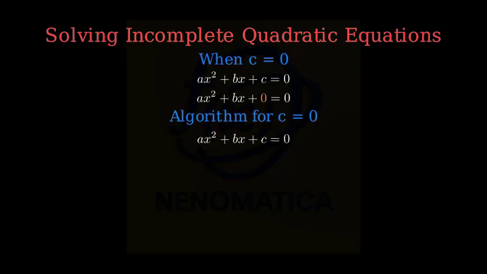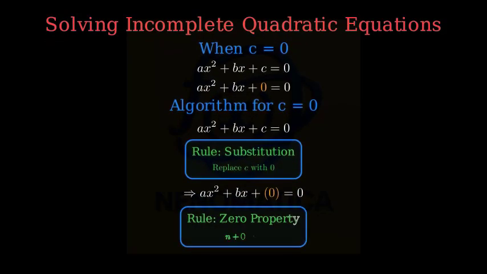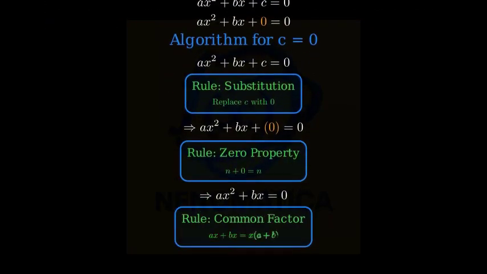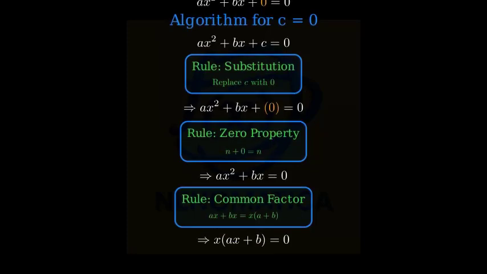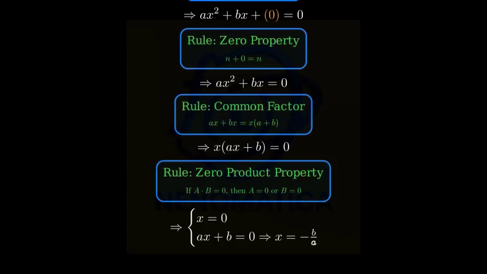Step 1, we start with our standard form quadratic equation. Step 2, we substitute c equals 0 into our equation. Step 3, we simplify the equation by removing the 0 term. Step 4, now we can factor out x from each term in the equation. Step 5, we apply the zero product property. If a product of factors equals 0, then at least one of the factors must be 0.